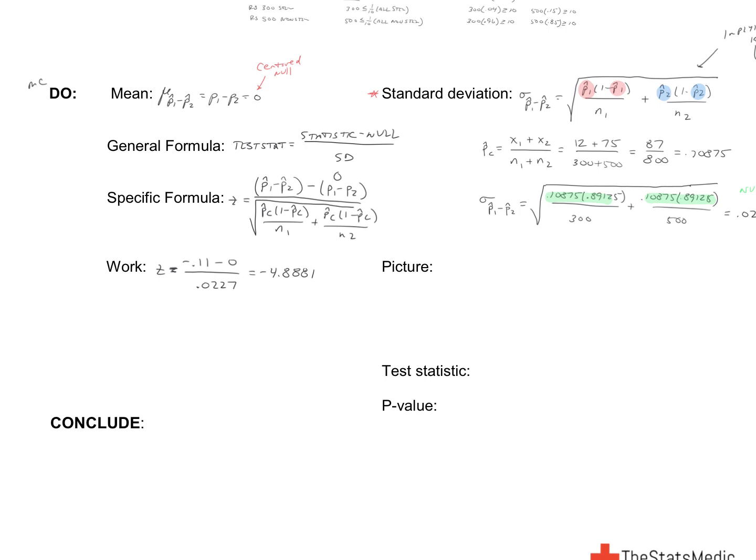All right, so if there's no difference, imagine this is my picture, a normal distribution, 0 and 1. This would be as expected, right? 0 standard deviations away from what's expected would be, okay, it went as expected. We just got a result all the way down here that is 4.8881 standard deviations below what was expected.